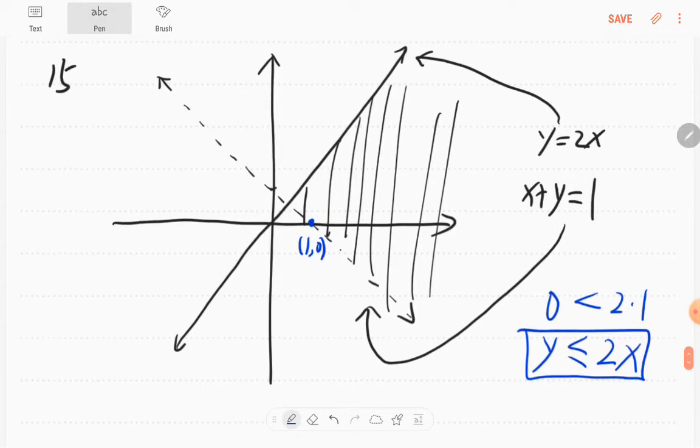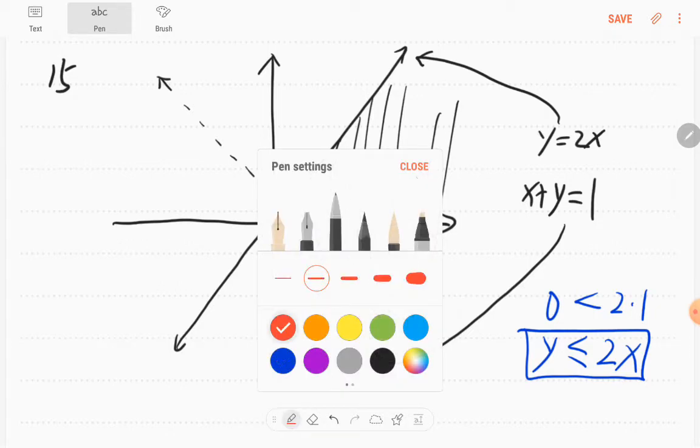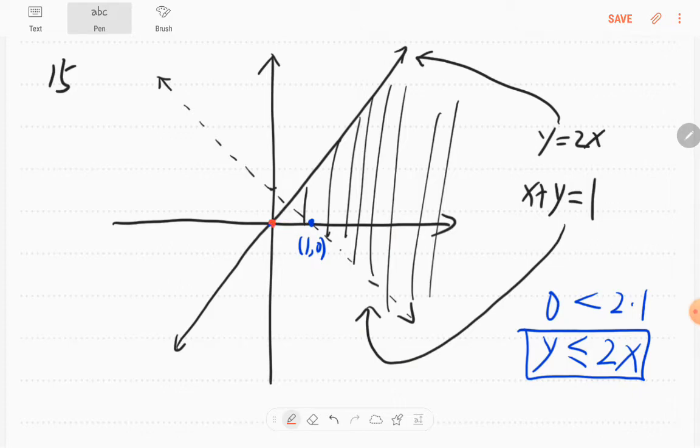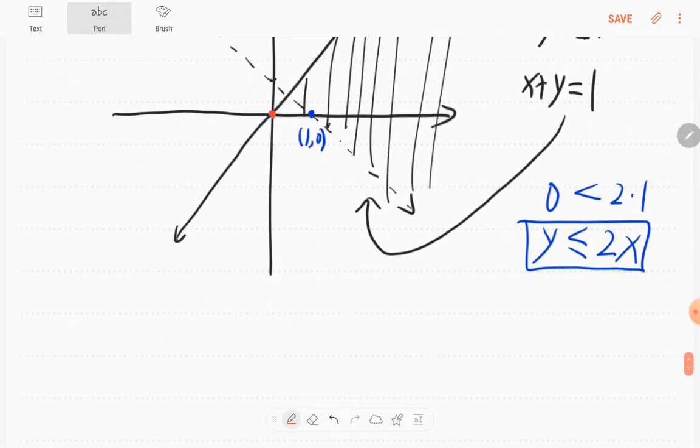For the other one, x plus y equals 1, the equal sign should not be included. So it should be greater than 1 or less than 1. We just test a point, the origin. Let's look at the origin: 0 plus 0 equals 0, and the other side is 1. So it should be less than 1.